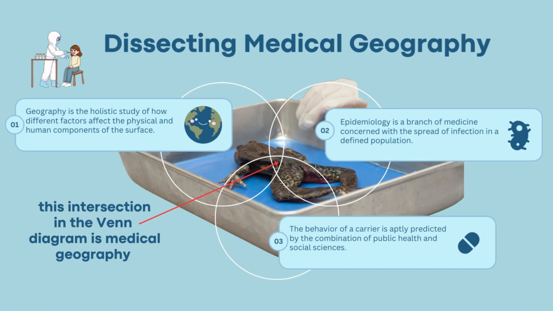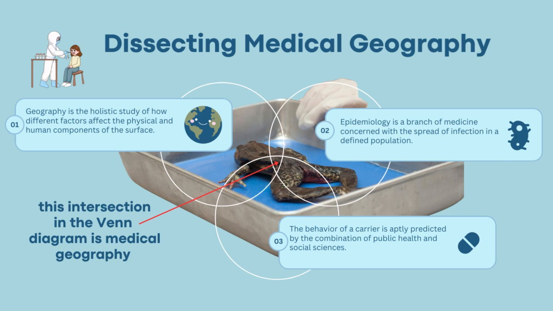Dissecting medical geography. Number 1. Geography is the holistic study of how different factors affect the physical and human components of the surface. While number 2, epidemiology is a branch of medicine concerned with the spread of infection in a defined population. Infection is the replication of organisms in host tissue, which may cause disease.